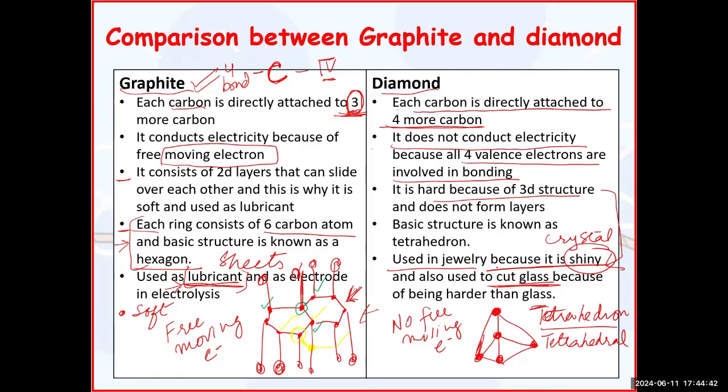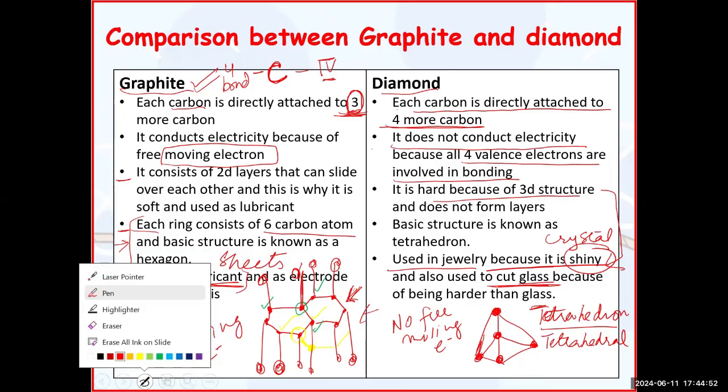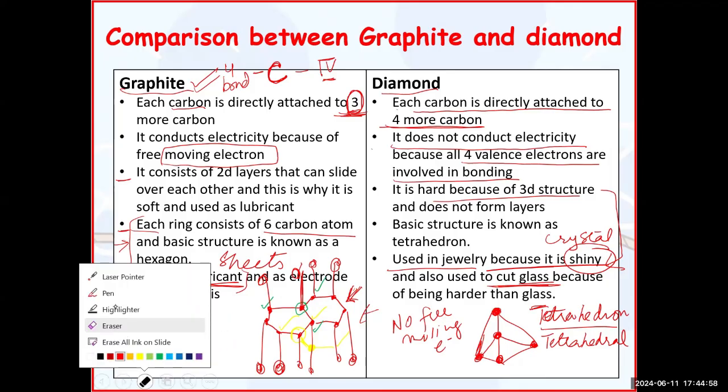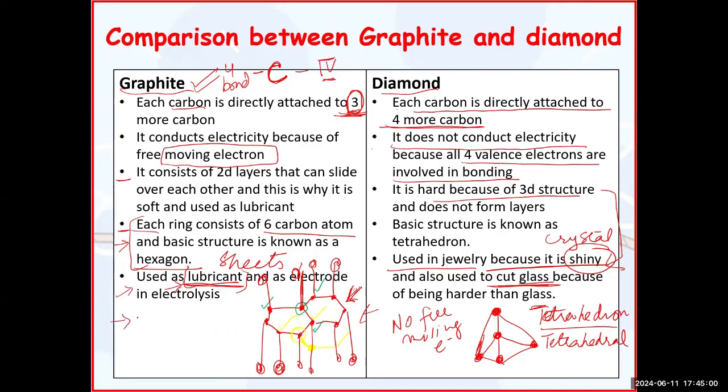If you are asked the uses, you will say the first use of graphite is as a lubricant, and the second use, that you will learn in another chapter on electrolysis, is that it is used as an electrode in electrolysis. It's a good conductor of electricity, so it is used as an electrode. Once you learn there, you will be able to write this use, but I will add this in my presentation also for you.